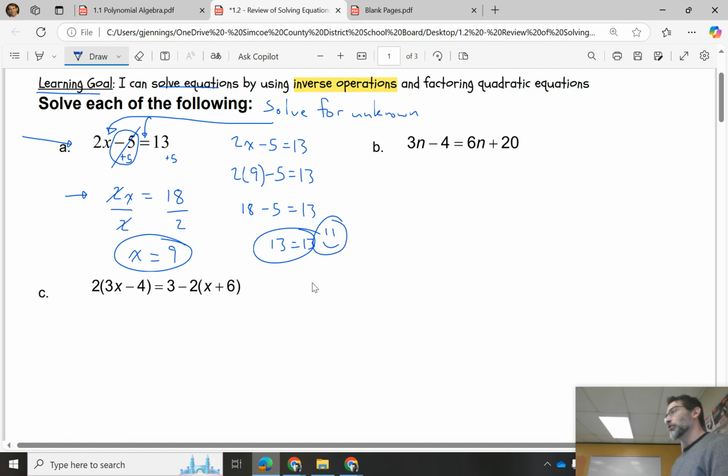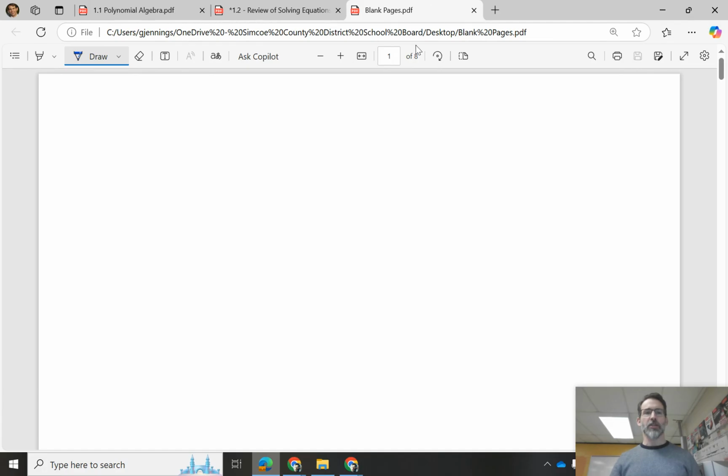I can, if I like doing more work. I'm going to show you what it looks like: 2x minus 5 equals 13. We're going to do this problem so many times.